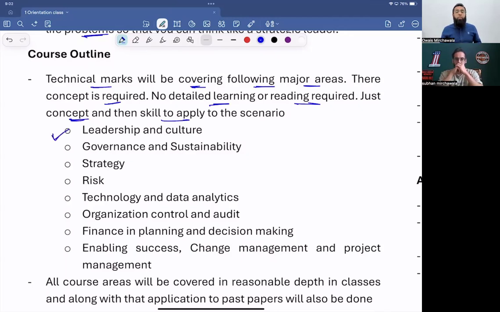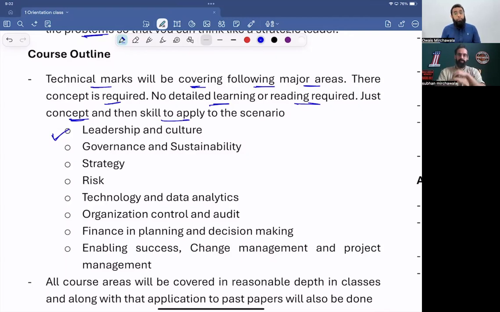Obviously, detailed discussion of these will be done in the later part of the course. Currently, we are just referring to them. Leadership and culture: qualities of the leader, how they have to deal with the different business problems, what great leaders have done in the past. And in the SBL examination, they normally always talk about the leader.